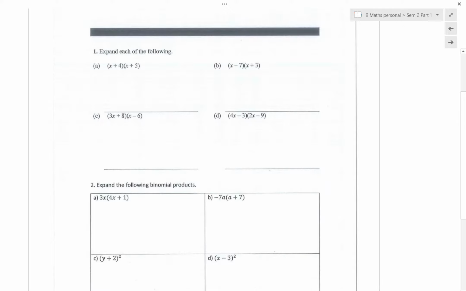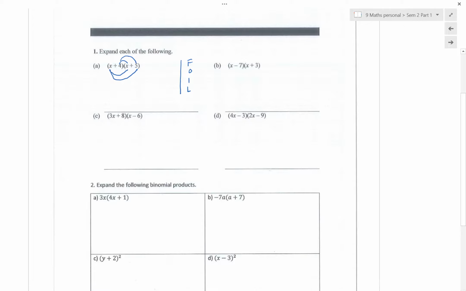Now the first one, remember what method are we using when we're doing this? FOIL. How many letters are in FOIL? 4. Which means how many terms are we going to have when we expand brackets like this? 4. So what I do not want to see is people just go, this is x squared plus 20. Why can't we do this? Because F stands for first, outside, inside, last. So there's 4 things.